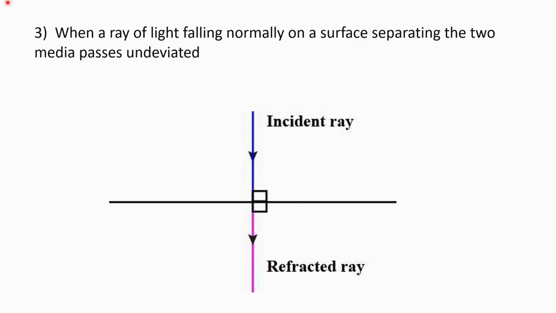When it falls perpendicular on the surface, the refracted ray does not bend towards or away from the normal, rather it passes undeviated. There is no deviation, that is, it does not slant away or towards the normal, but goes in a straight line. It follows the path. There is no change in the path of light, but it goes undeviated, separating the two media because it falls normally forming 90 degrees. So this is what happens when a ray of light falls normally on a surface.